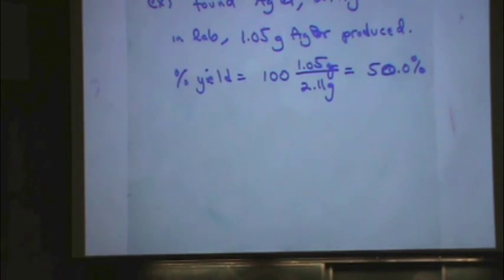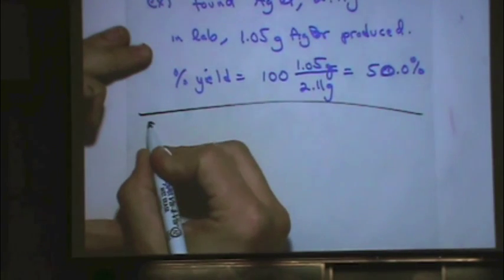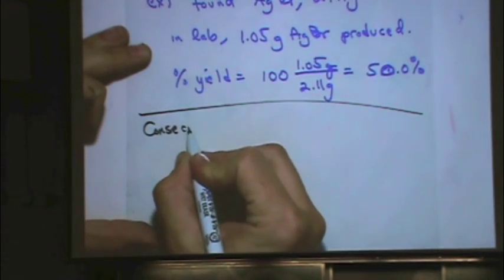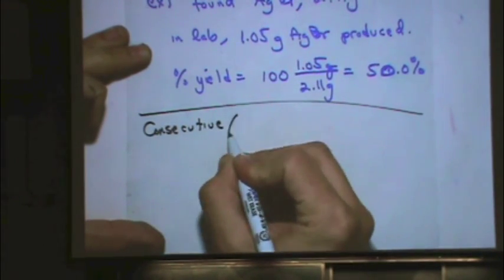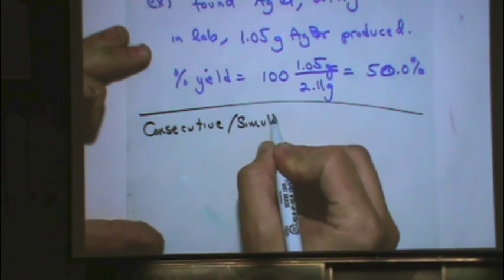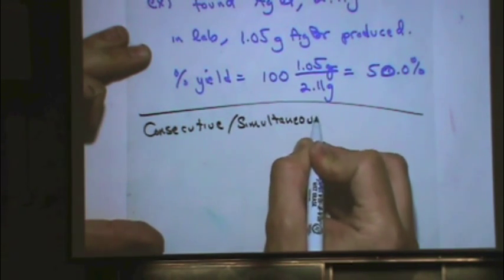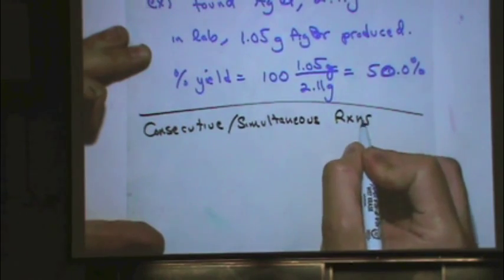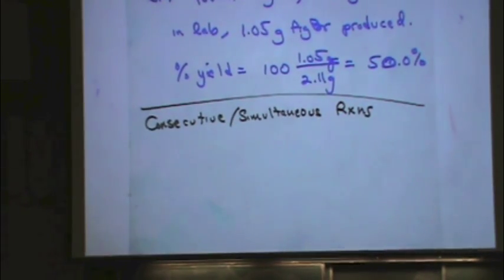And that's called consecutive or simultaneous reactions. Okay? What is it? This is a series of reactions that occur that will add up to an overall reaction.